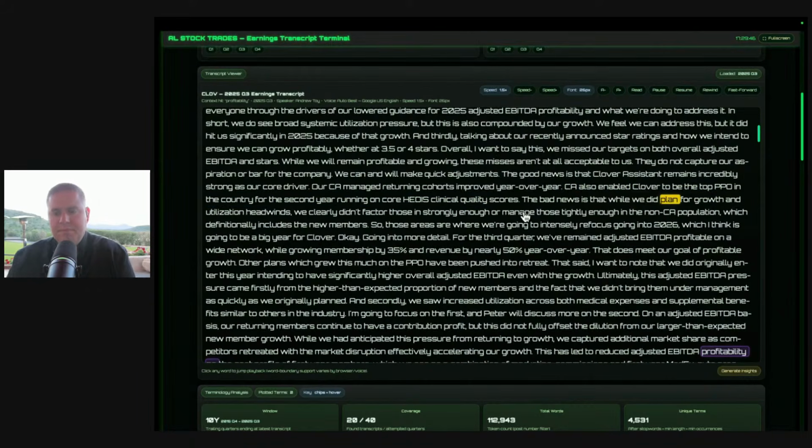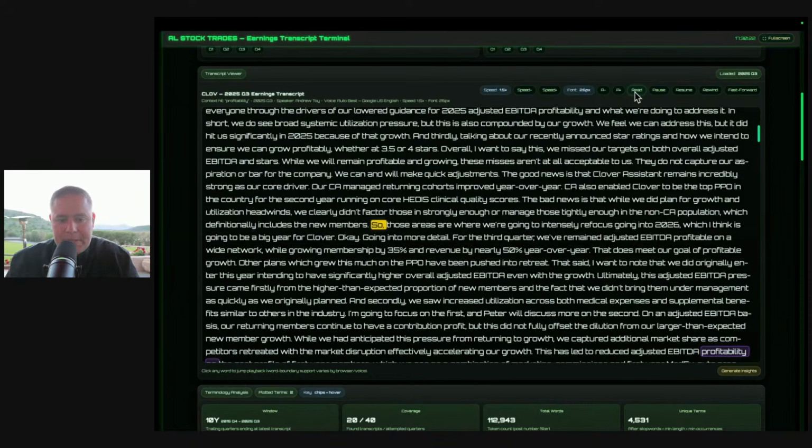The bad news is that while we did plan for growth and utilization headwinds, we clearly didn't factor those in strongly enough or manage those tightly enough in the non-CA population, which definitionally includes the new members. So essentially what they are saying here is that the growth they had was tightly associated with non-Clover Assistant populations, which is essentially new members that haven't been funneled into the Clover Assistant system yet. They're still seeing their doctors and haven't used the software.